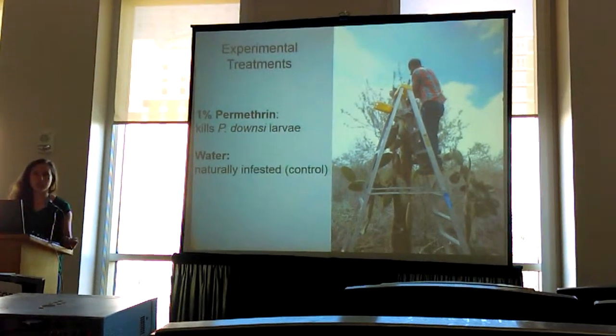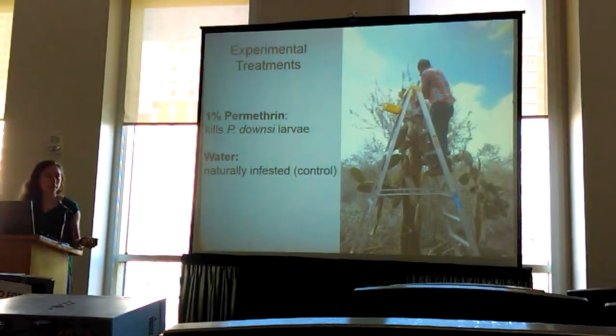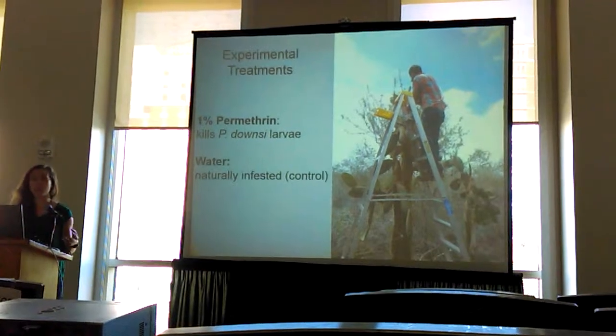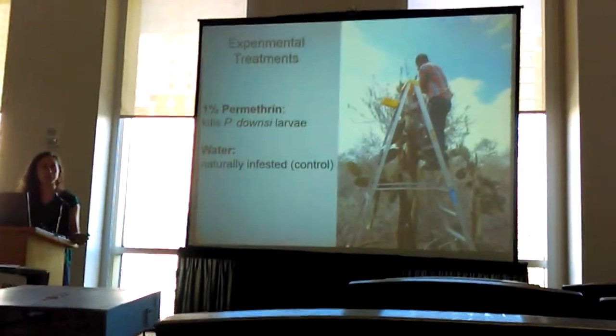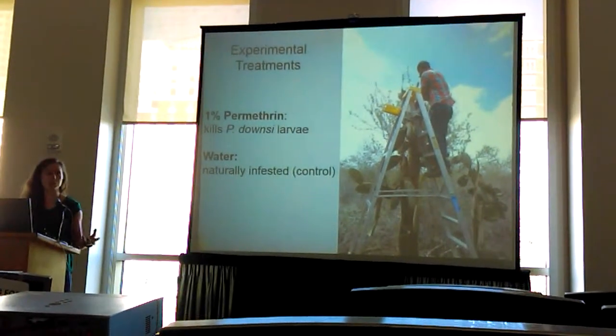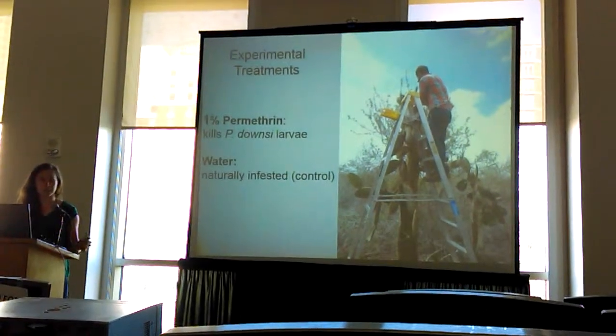And when the nestlings hatch, we briefly remove them while we spray the nest either with 1% permethrin, which is a dilute insecticide that kills Florence larvae, or with water, which serves as a control and allows the nest to be naturally infested. And prevalence in our system is about 100%, so basically all of our water-treated nests end up being infested.